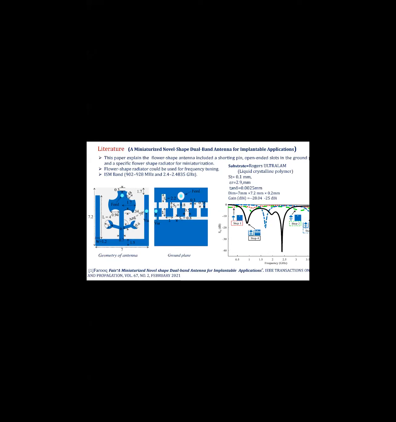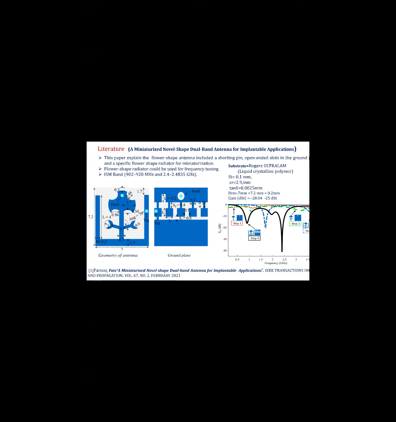They are using a Rogers Ultralam substrate with a thickness of 0.1 mm, and the dimensions are 7x7.2x0.2. It's a very thin and very small miniaturized novel shaped antenna. They can obtain a dual band of 902 to 928 megahertz and 2.4 to 2.48 gigahertz.